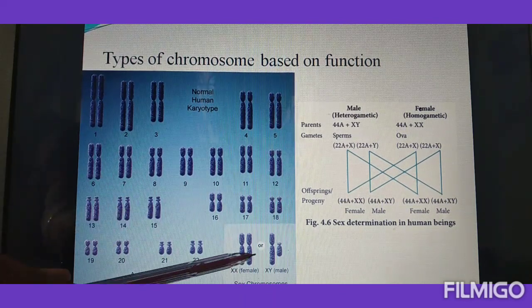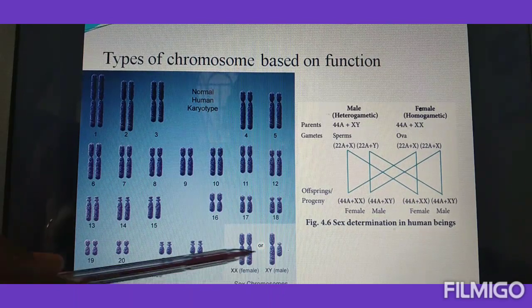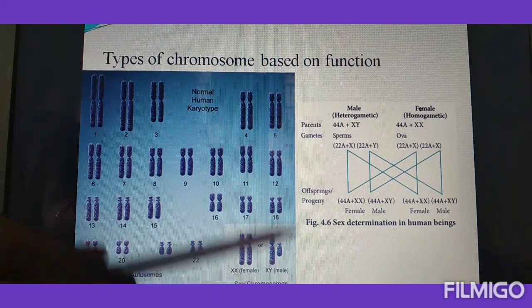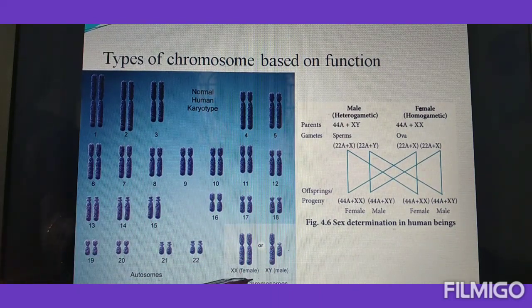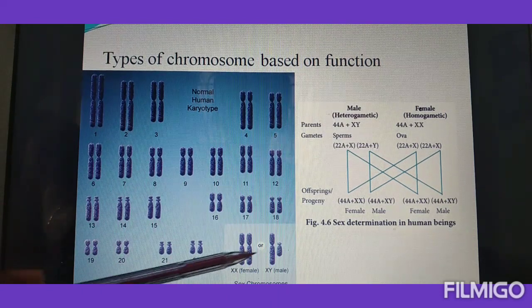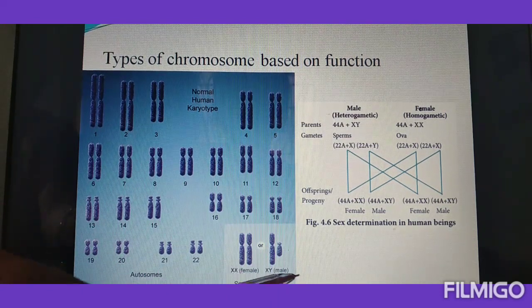The last pair of chromosomes is called sex chromosomes or allosomes. These sex chromosomes determine the sex of an individual. There are two types of sex chromosomes. In females, the last pair is X and X. Two X chromosomes are there in the 23rd pair. But in the case of males, the 23rd pair contains X and Y.